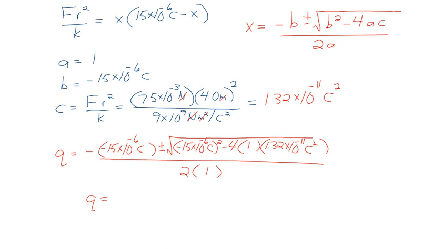I want this number in scientific notation, so let me change this. Oops. Okay. I just messed up. All right, so I get here 1.41 times 10 to the negative 5 coulombs. So that's the answer if I use a plus.